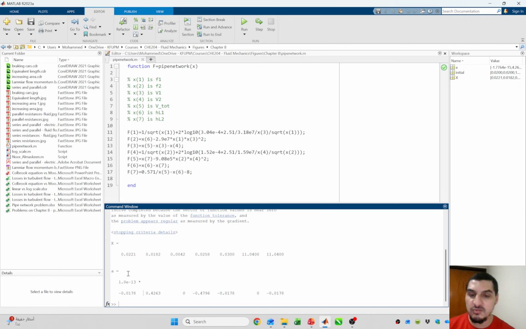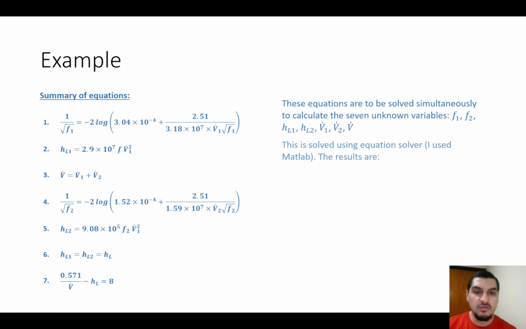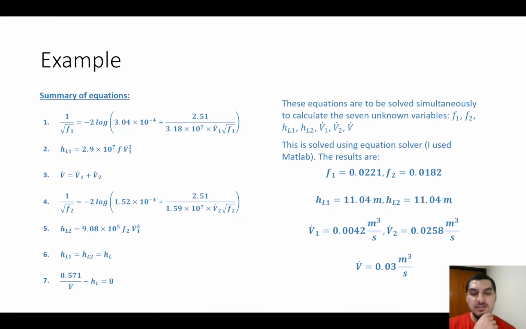So it's very good results. Now we have the outputs with an accuracy of 12 zeros, which is very good. So finally, these are the results that we have, and now we have the volumetric flow rates. We know the head losses, and we know everything about the two pipes.